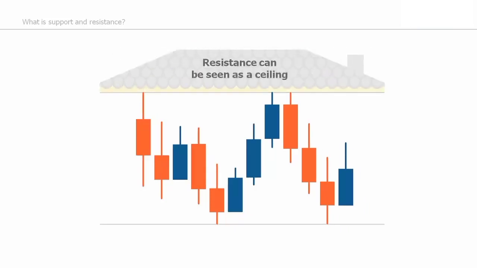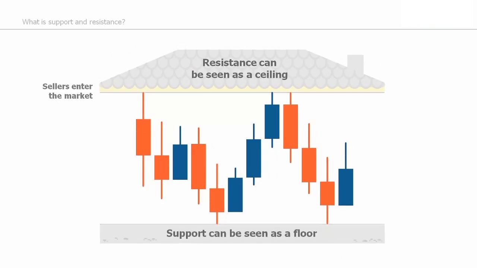Resistance can be seen as a ceiling where sellers enter the markets. Here you can enter short trades or close your long trades. Support can be seen as a floor where buyers enter the markets. Here you can enter a long trade or close your short trades.